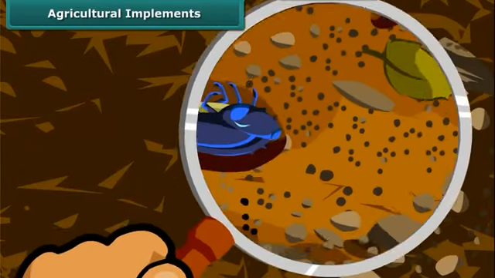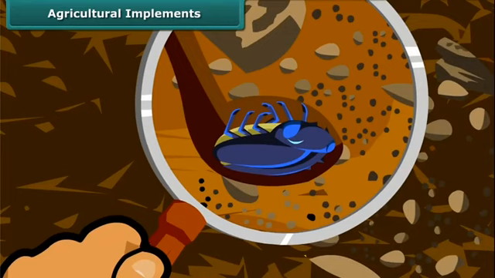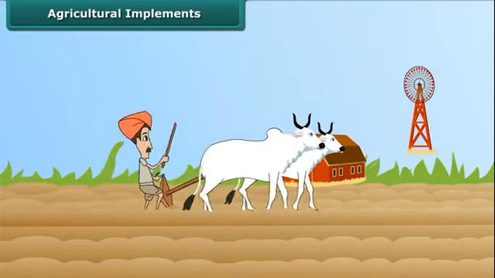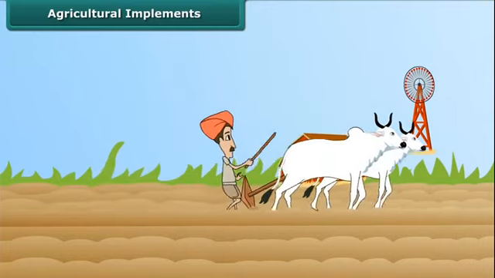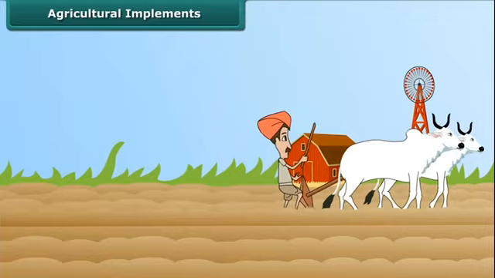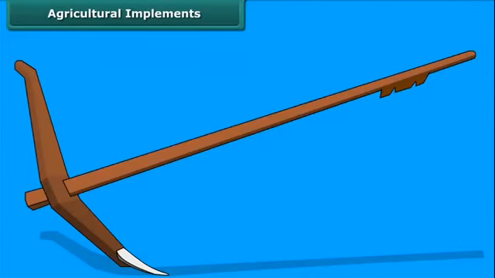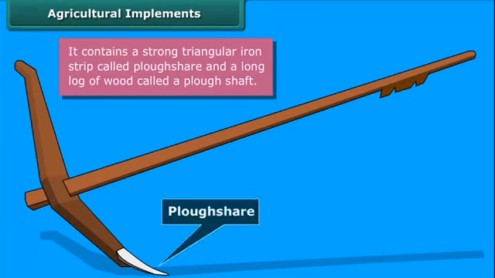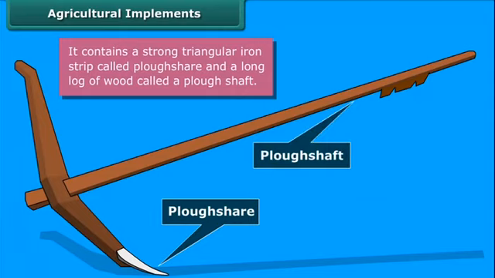They add humus to the soil. Turning and loosening of soil brings the nutrient-rich soil to the top. These nutrients are then used by the plants. Now look at this farmer. He is plowing the field. As we can see, it is made up of wood. Let us see its structure. It contains a strong triangular iron strip called plowshare, and the main part of the plow is a long log of wood called plow shaft.